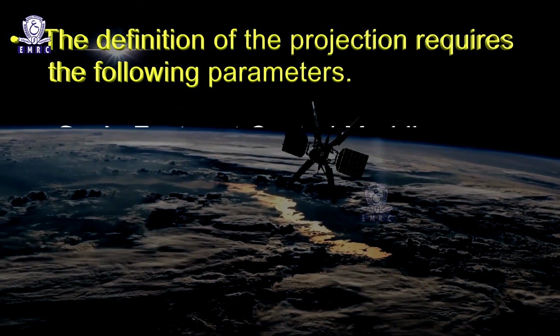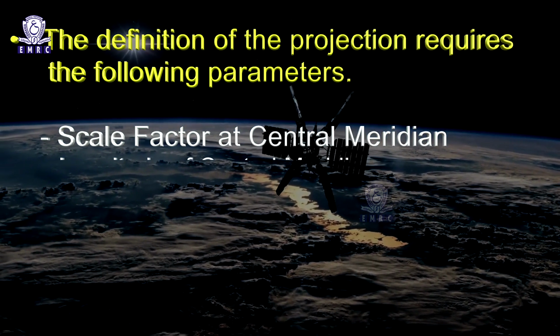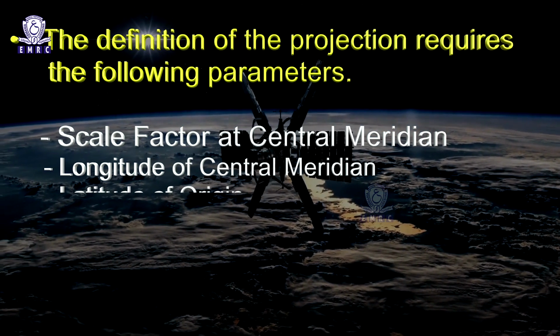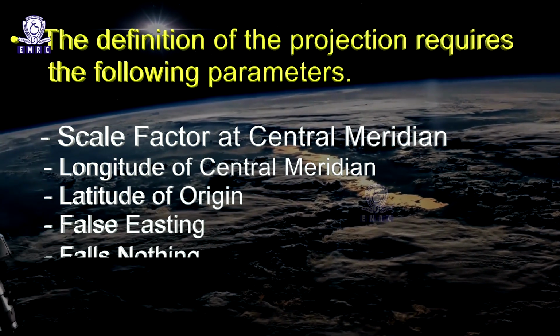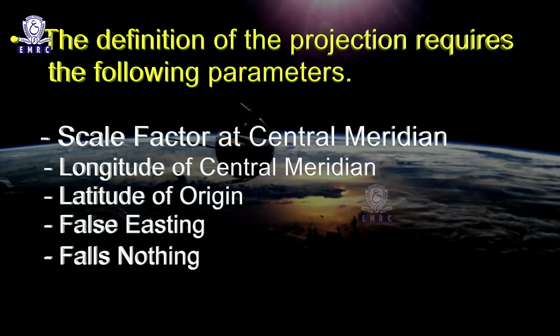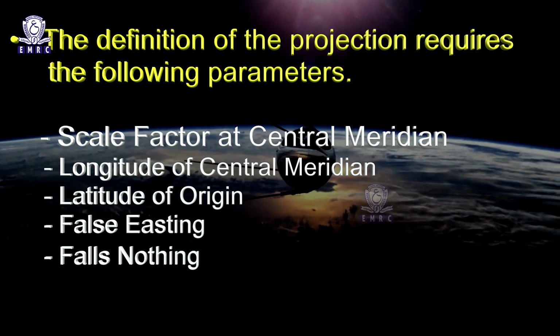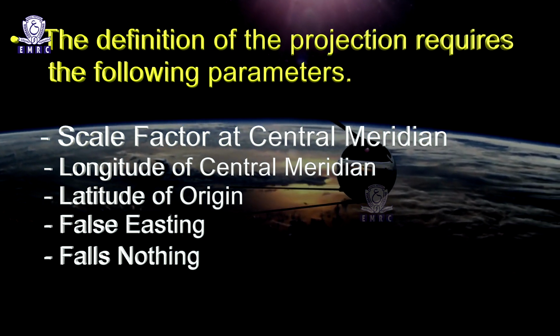Transverse Mercator. The transverse Mercator projection, also known as Gauss-Kruger, is a variation of the Mercator projection, probably the best known projection for mapping the world. The definition of the projection requires parameters like scale factor at central meridian, longitude of central meridian, latitude of origin, false easting, false northing.